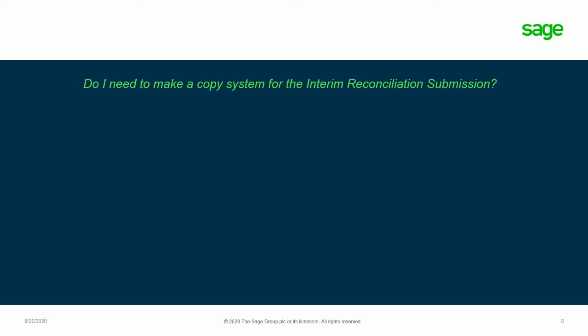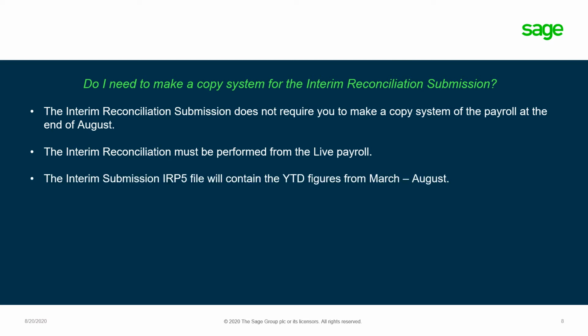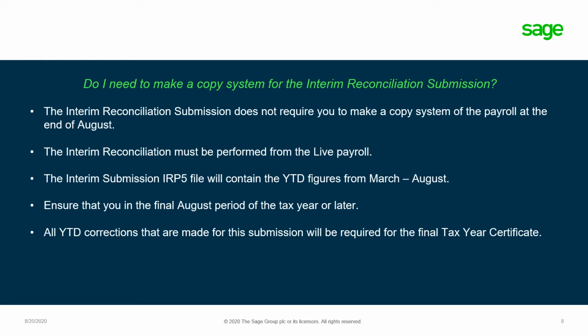Do I need to make a copy system for the interim reconciliation submission? The interim reconciliation submission does not require you to make a copy system of the payroll at the end of August. The interim reconciliation must be performed from the live payroll. The interim submission IRP5 file will contain the year-to-date figures from March to August. Ensure that you are in the final August period of the tax year or later. All year-to-date corrections that are made for this submission will be required for the final tax year certificate.